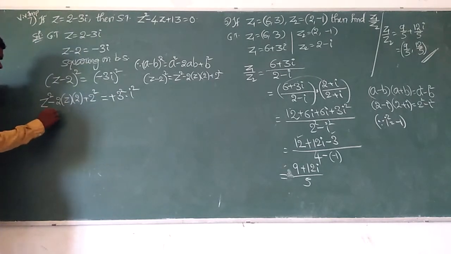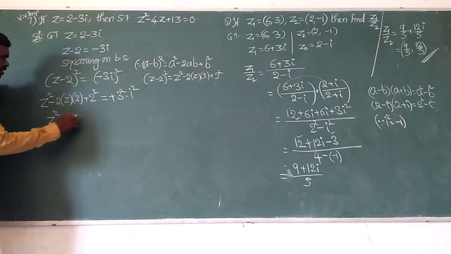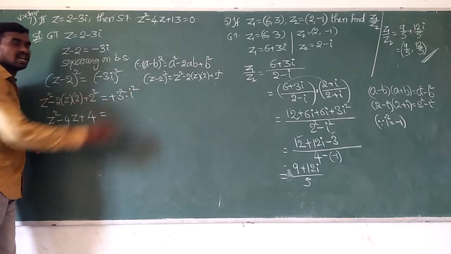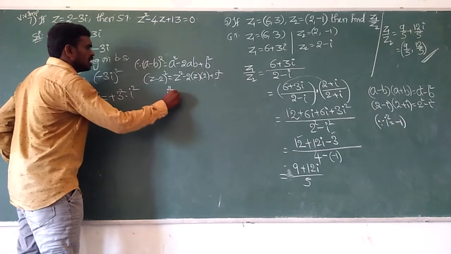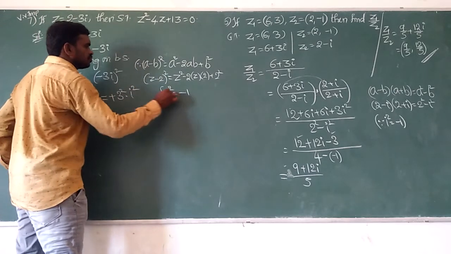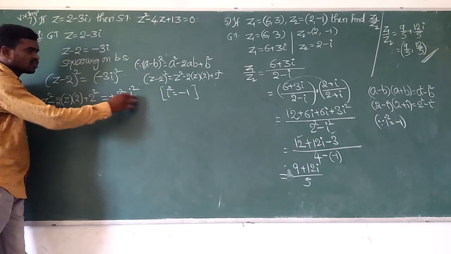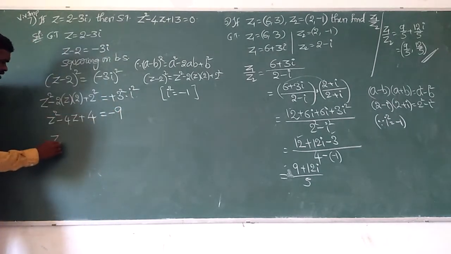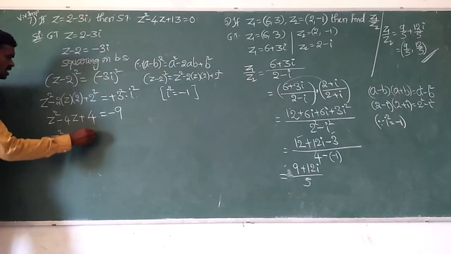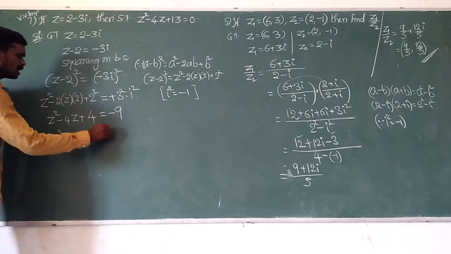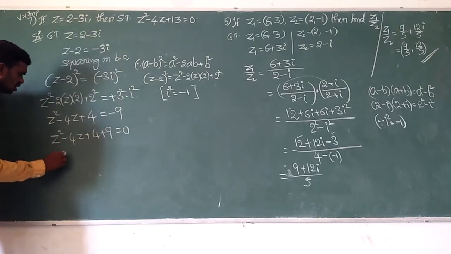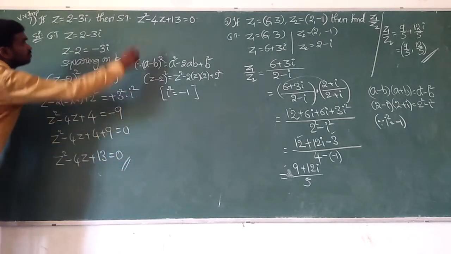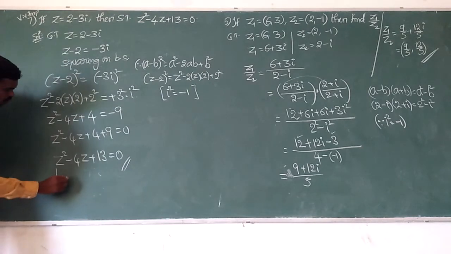Simplify: z square minus 4z plus 4 equals 3 square, which is 9, times i square, which is minus 1. So that is minus 9. Taking minus 9 to the left side, z square minus 4z plus 4 plus 9, that is 13, equals 0. Hence proved.